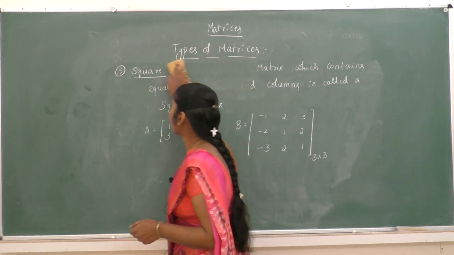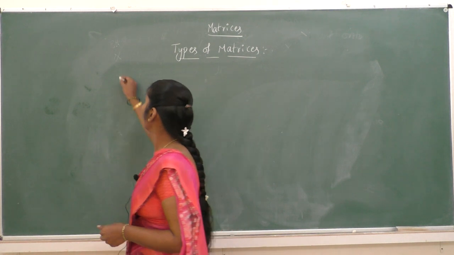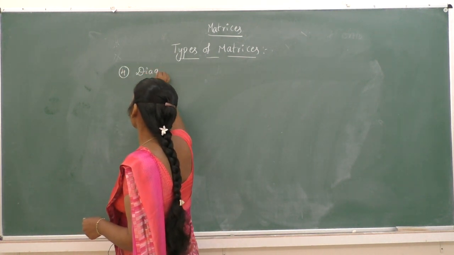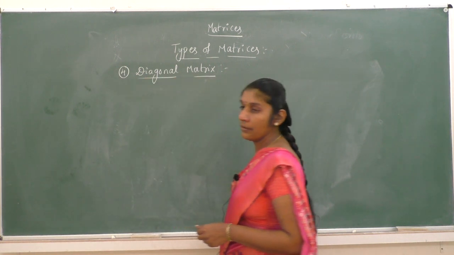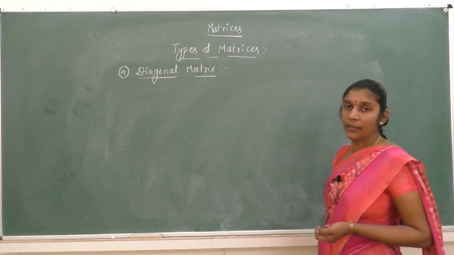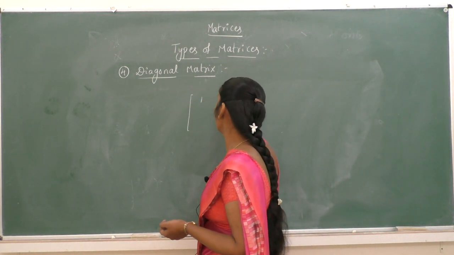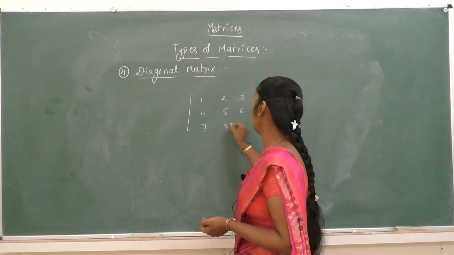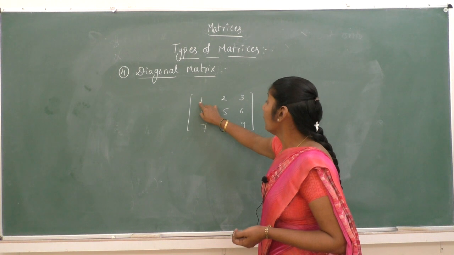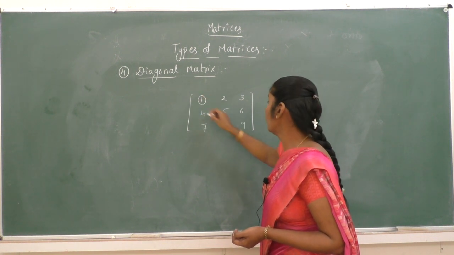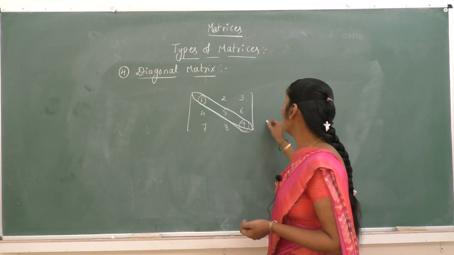Next, fourth type of matrix, diagonal matrix. What do you mean by a diagonal matrix? Before going to diagonal matrix, we want to know the diagonal elements. What do you mean by diagonal elements? In a square matrix, 1, 2, 3, 4, 5, 6, 7, 8, 9. We are discussing about diagonal elements. In a square matrix, the upper left element to lower right element, these elements are called diagonal elements.